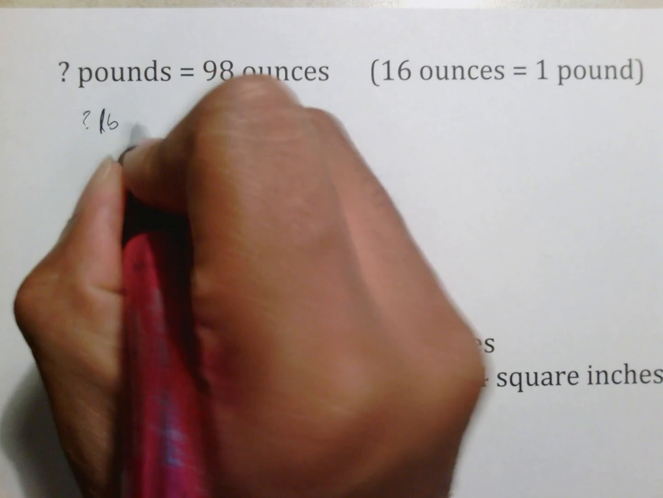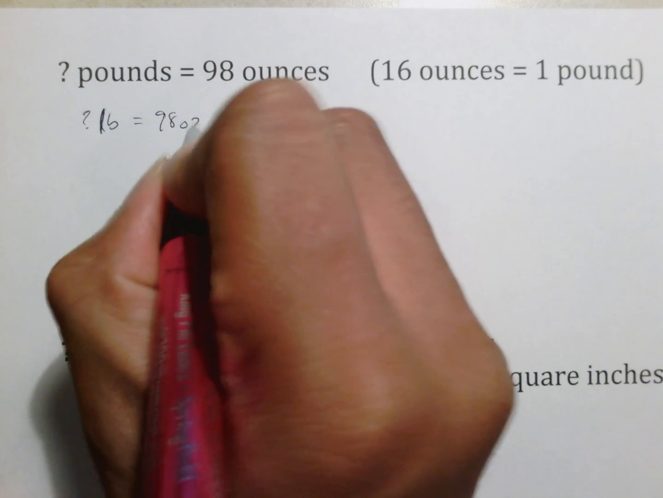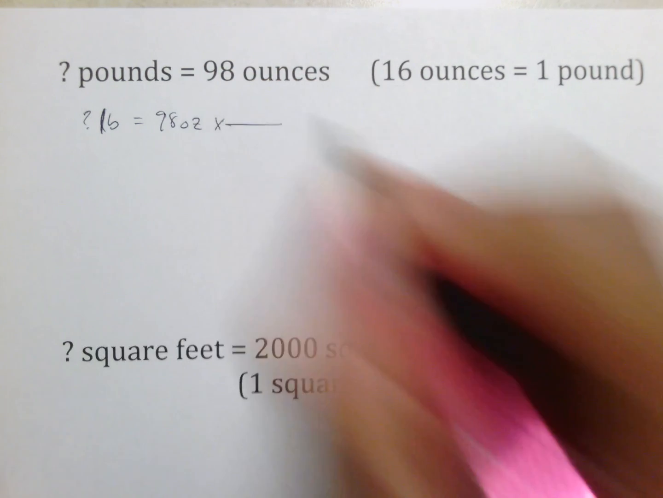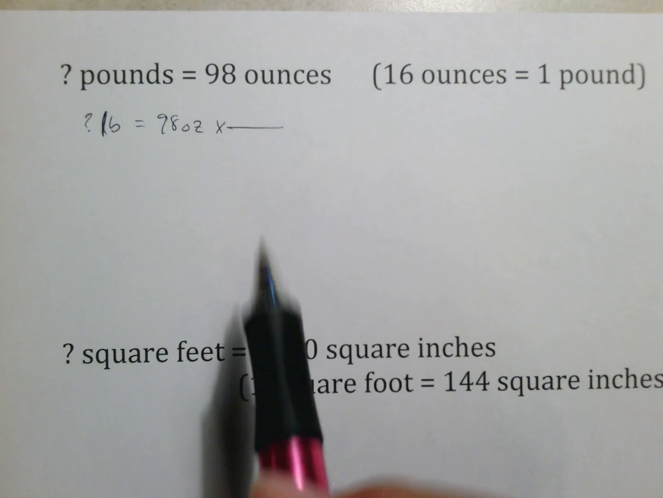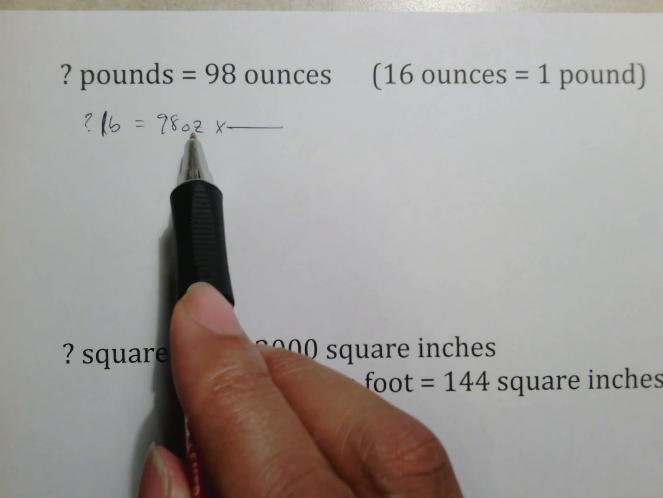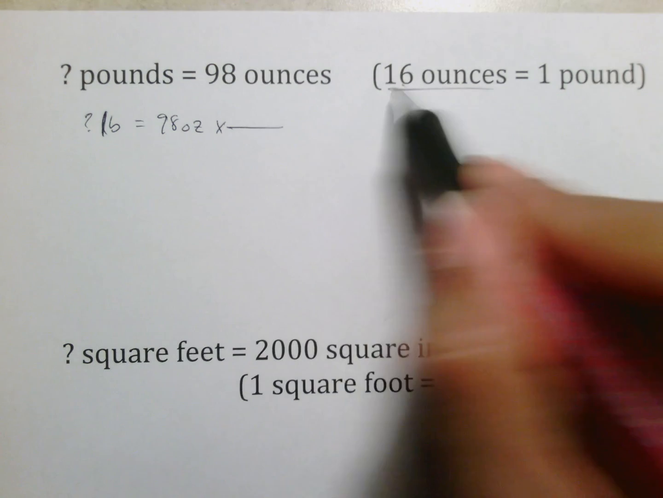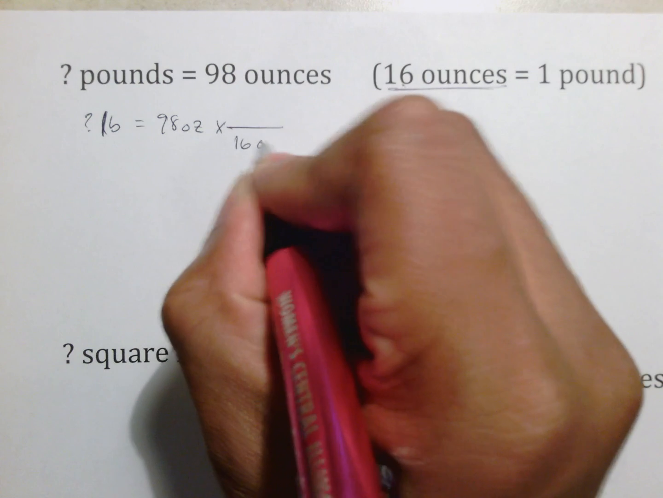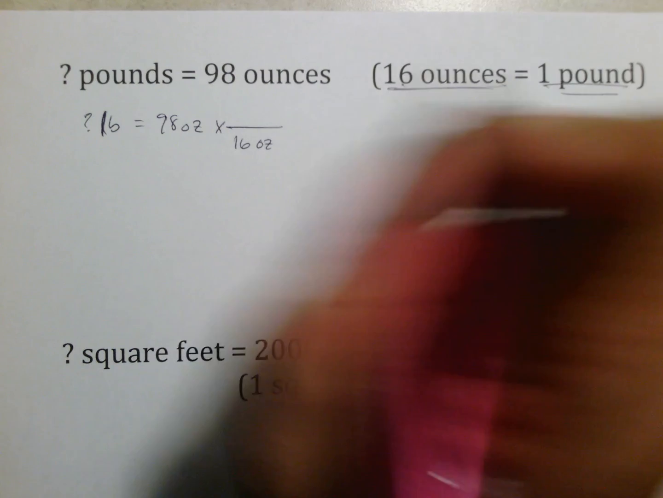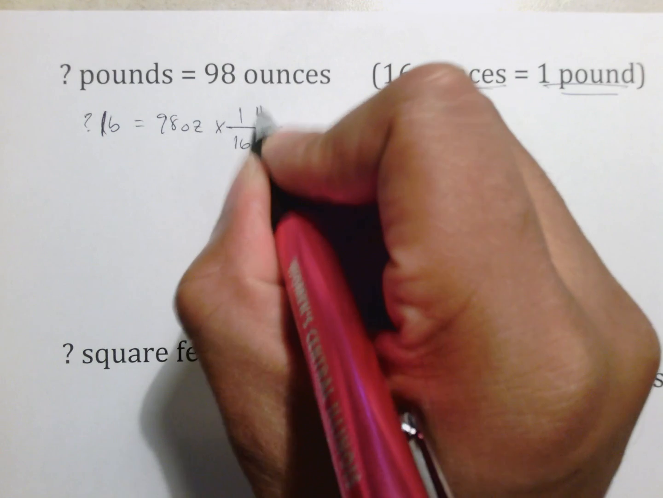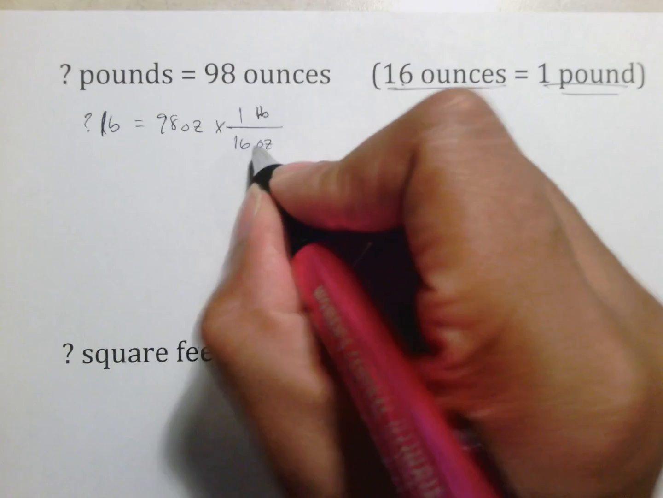Question mark pounds, remember that's LB, equals 98 ounces, OZ. Again, we are going to use a fraction to get rid of it. What we are getting rid of here is ounces, which means that ounces has to go on the bottom. So 16 ounces must go here, which means that 1 pound has to go there.